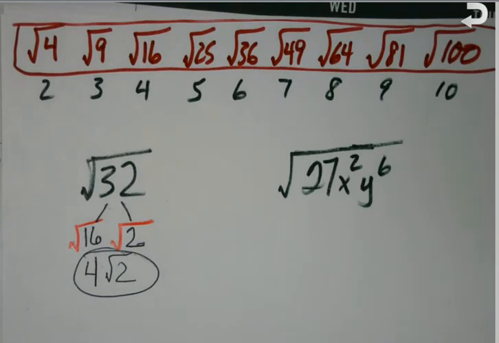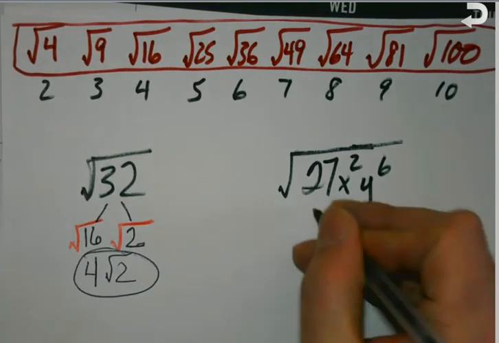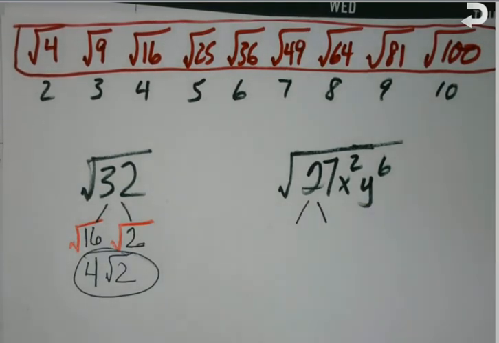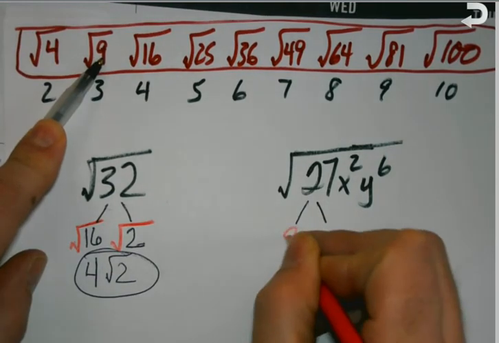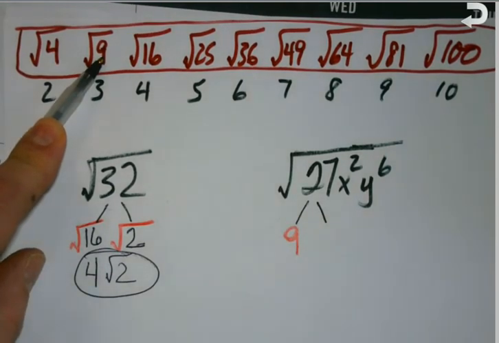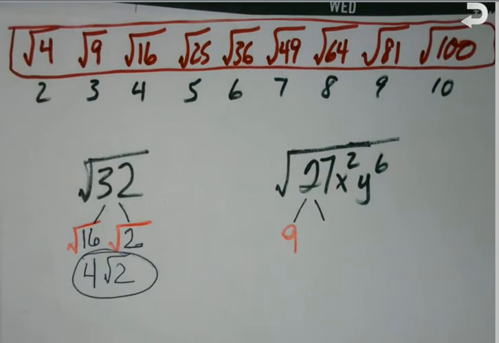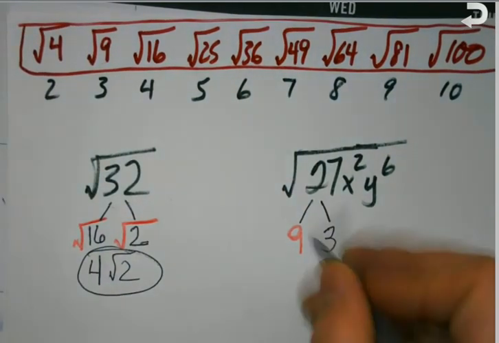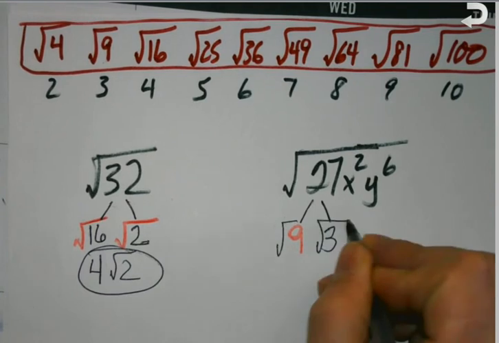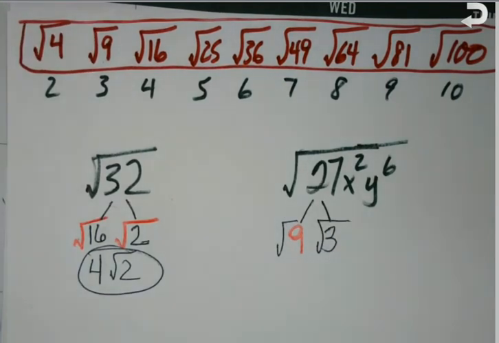So what happens, though, when I start throwing in funky things like variables? Still going to do it just a piece at a time. When I do the 27, I find out 9's the largest one of these that'll go in. And again, it's got to be one of these numbers in red. So if I do 27 divided by 9, I found, okay, 9 times 3. So at this point, okay, the square root of 9 is 3.